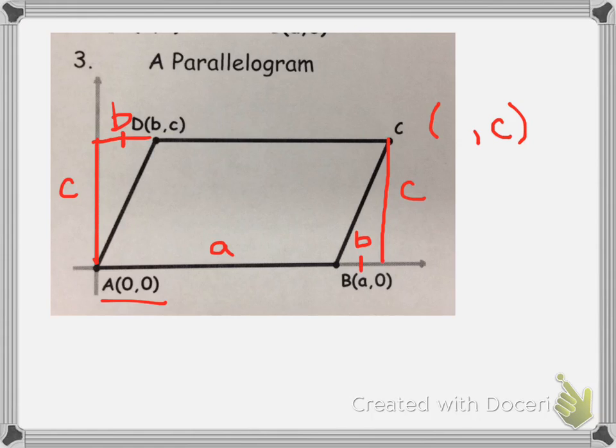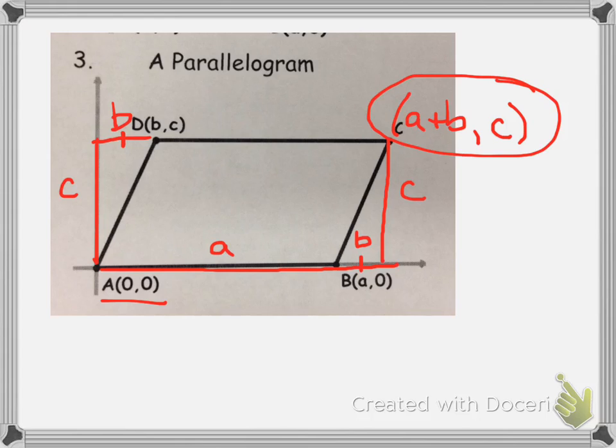Okay, so that means that your x coordinate over here, I'll go ahead and write this, would be A plus B, because we're talking about this whole distance right there. Okay, so this should be your coordinate. Now what I would do on this one too is go ahead and pick a parallelogram, make up some points, and test it and see if it works.